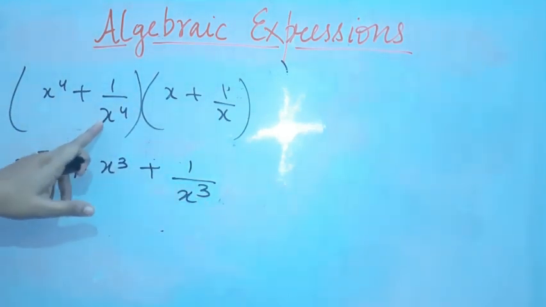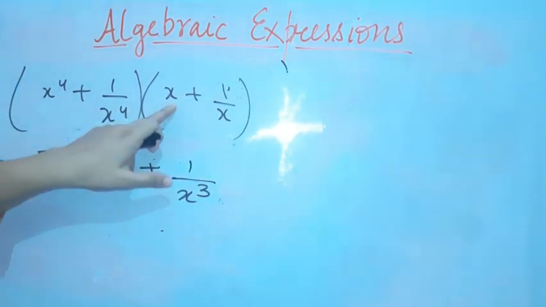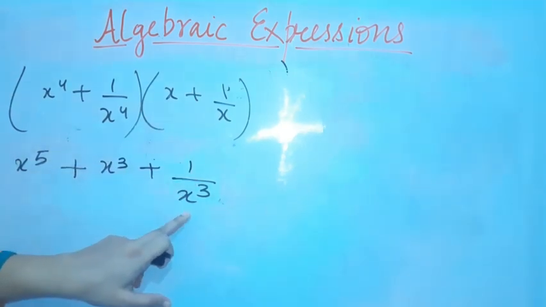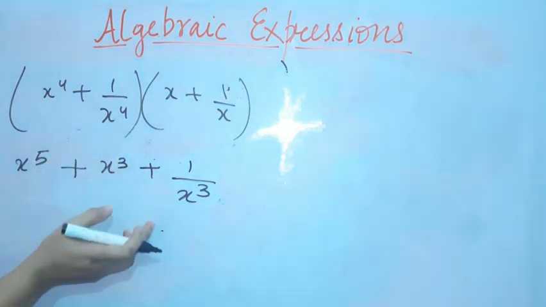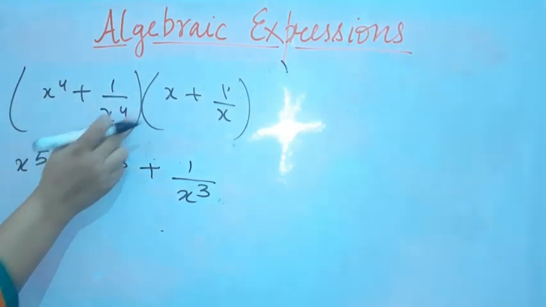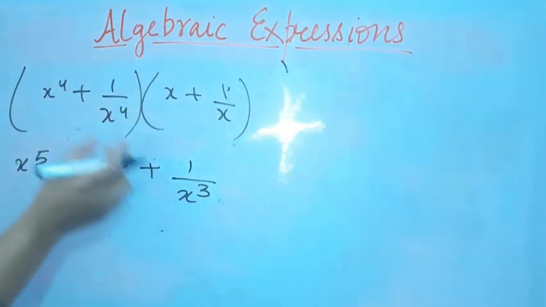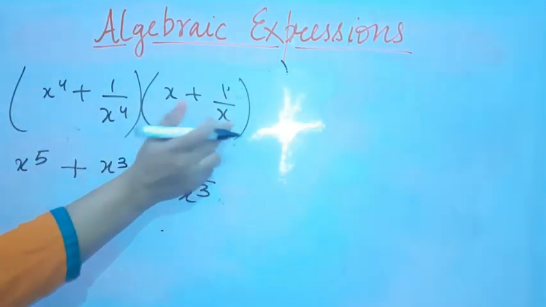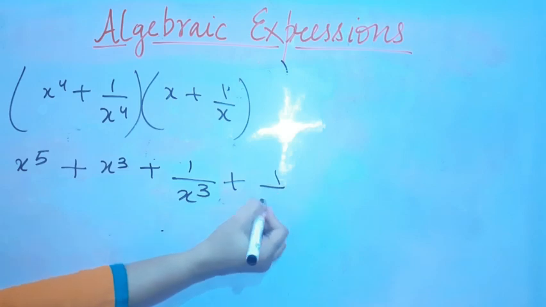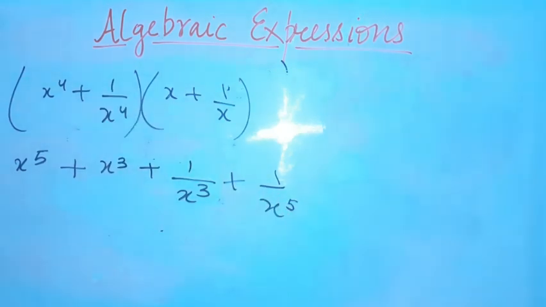Earlier it was 1 upon x to the power of 4, but because of this 1x is cancelled, so x to the power of 3 is remaining. Now this 1 upon x to the power of 4 multiplied by this, we have got this. Now this 1 upon x to the power of 4 will be multiplied by 1 upon x. So it will be 1 upon x to the power of 5. I hope you must have understood how I have done this question.